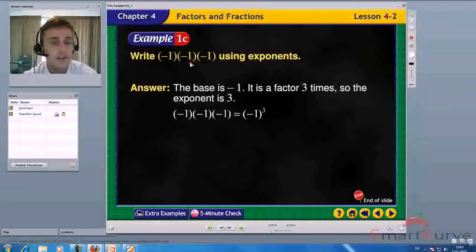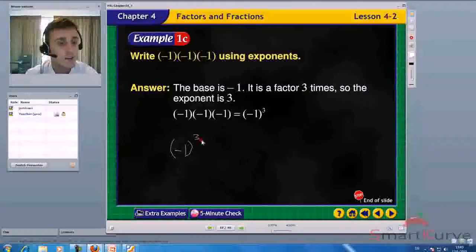Write -1 times -1 times -1 using exponents. Well, the base is -1, so the number on the bottom, -1, and it is a factor 1, 2, 3 times. So the exponent is 3. -1 to the 3rd.